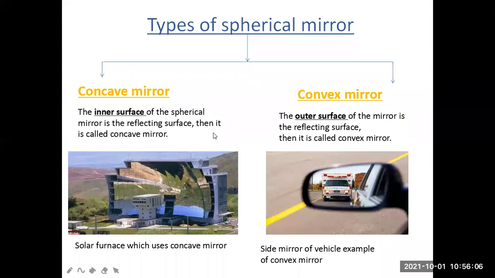So basically what we will remember: for a concave mirror, the inner surface is reflecting. And for a convex mirror, the outer surface is reflecting.